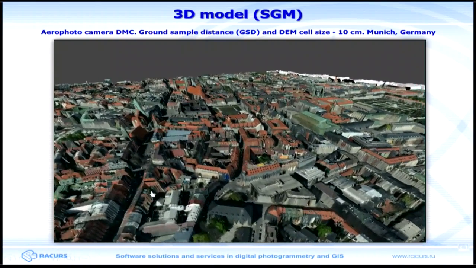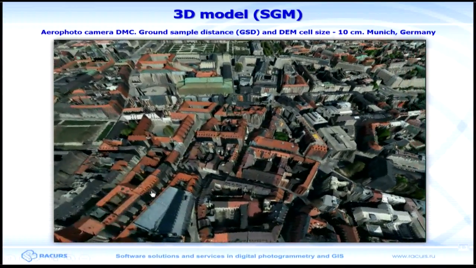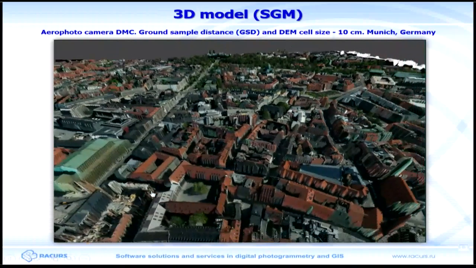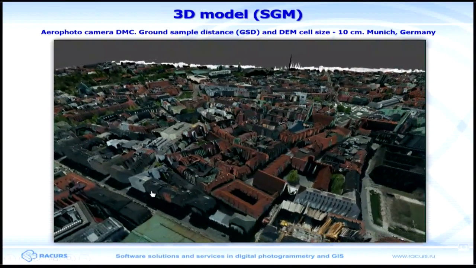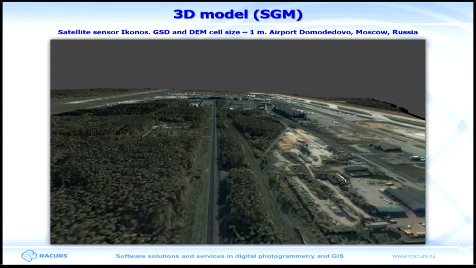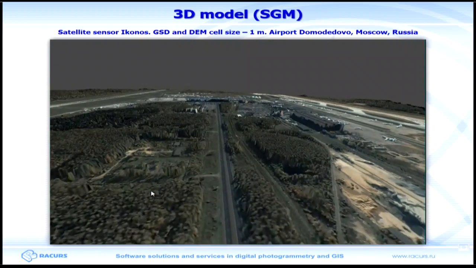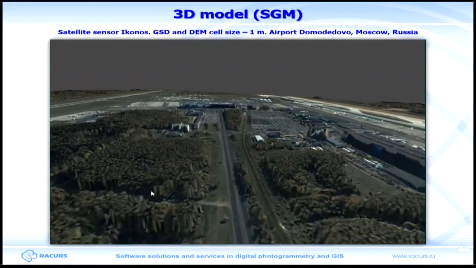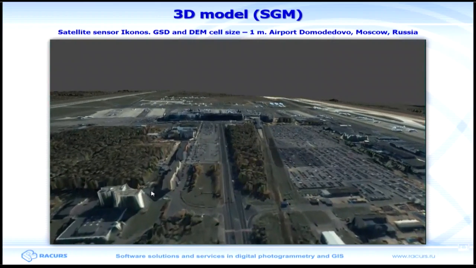This is the wonderful city of Munich. We mostly processed nadir imaging. We did not texture sidelines for fear of distortion. This is 10 centimeter GSD for Munich. This is an example of processing spaceborne imagery, but it should be noted that not all programs available on the market can process space images successfully.